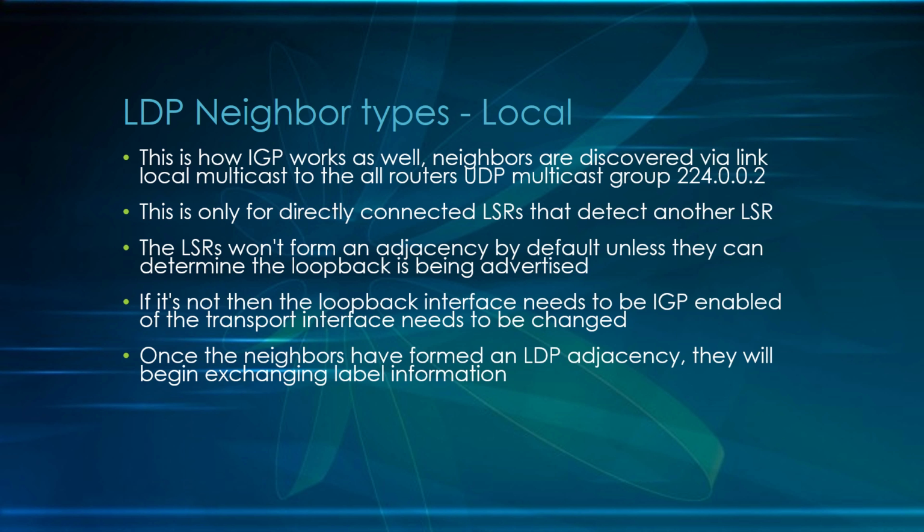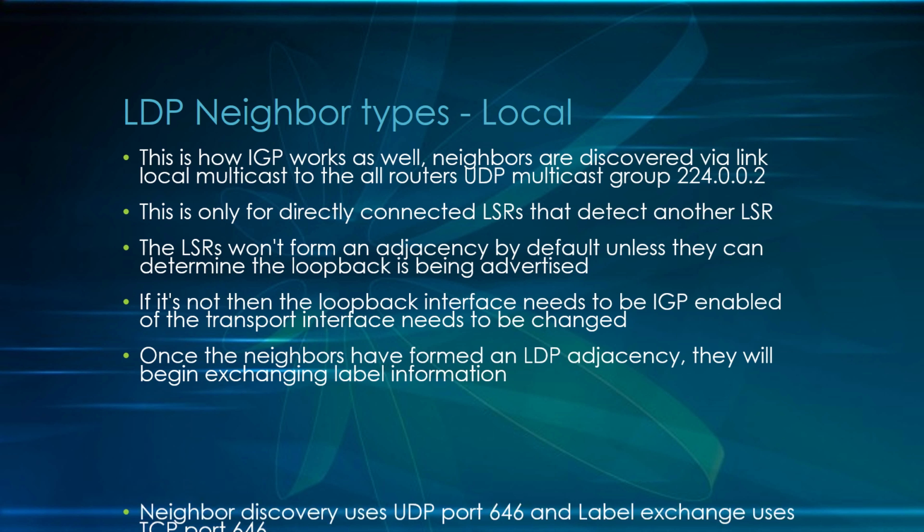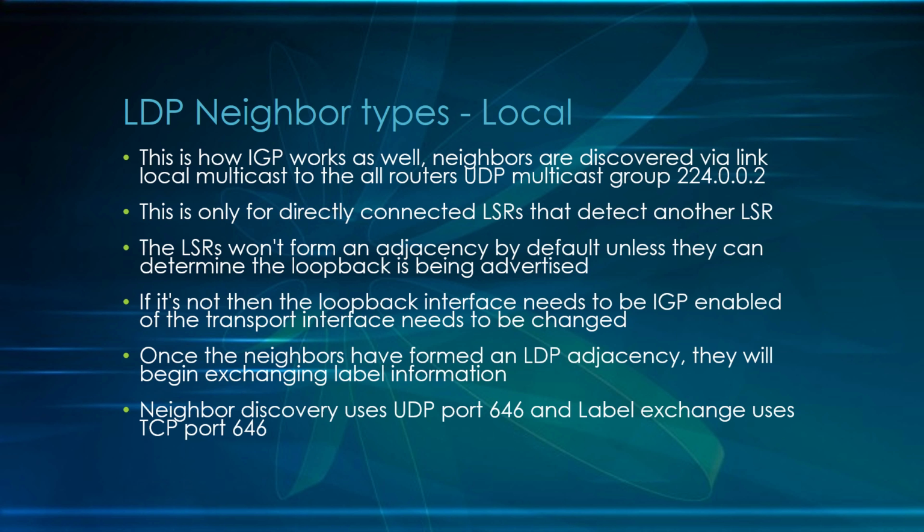Once the neighbors have formed an LDP adjacency, they will begin exchanging the label information. Neighbor discovery uses UDP port 646. Label exchange uses TCP port 646 via unicast, and once the label values have been exchanged, you will then begin forwarding traffic.